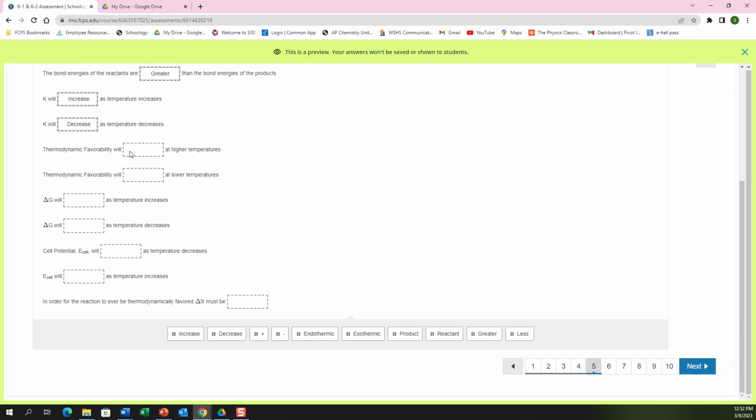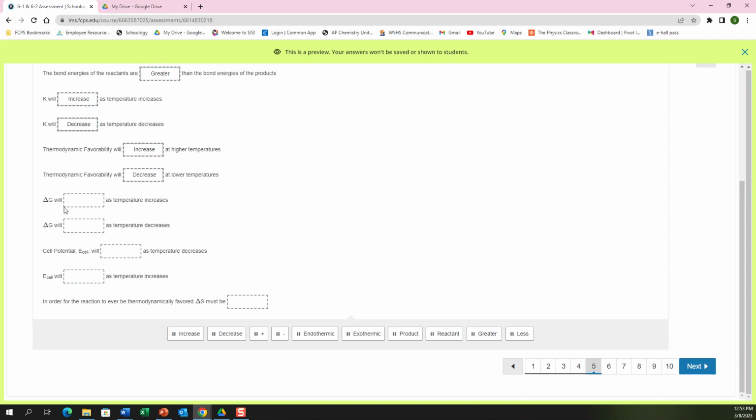Thermodynamic favorability will increase at higher temperatures. Thermodynamic favorability will decrease at lower temperatures. That's true of any endothermic reaction. The more heat around the system, the more favorable for endothermic.